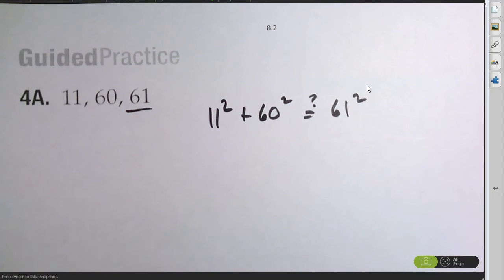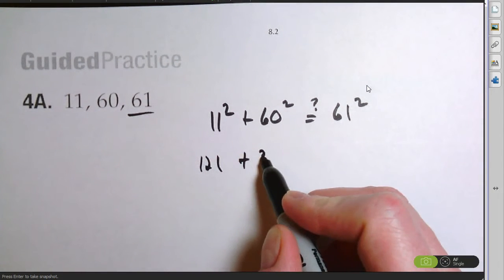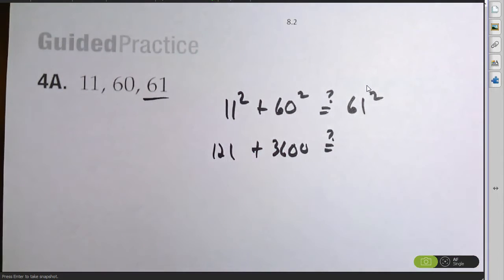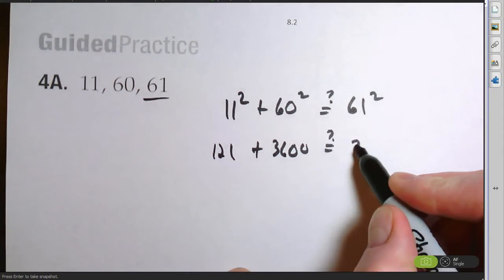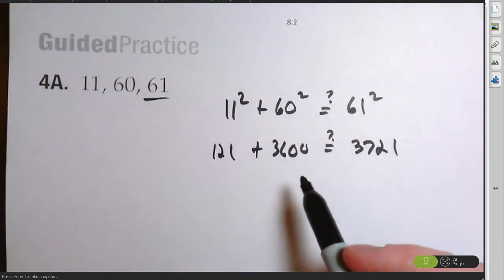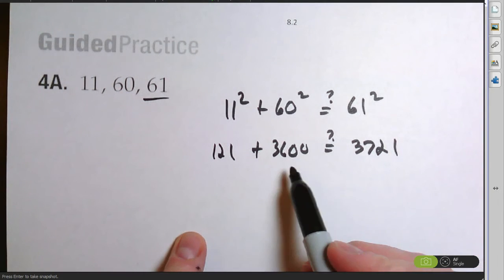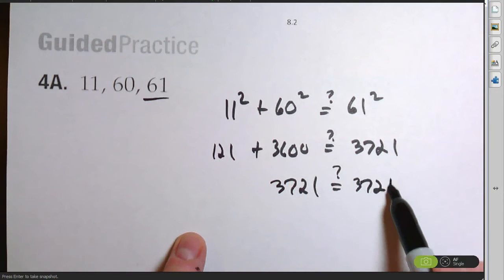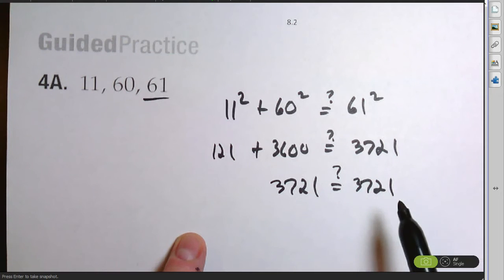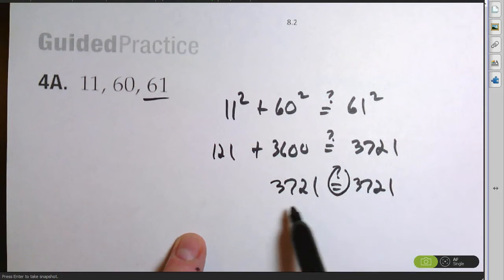Okay. So 11 squared is 121, 60 squared is 3600, 61 squared, I don't know that off the top of my head. I don't feel like trying to figure it out. So get out the calculator. I know it's going to end in a 1. 61 squared is 3721. Okay, so now we add 121 and 3600. Well, that ends up being 3721. So do those two guys equal? Yeah, they do. That means then this is a right triangle.